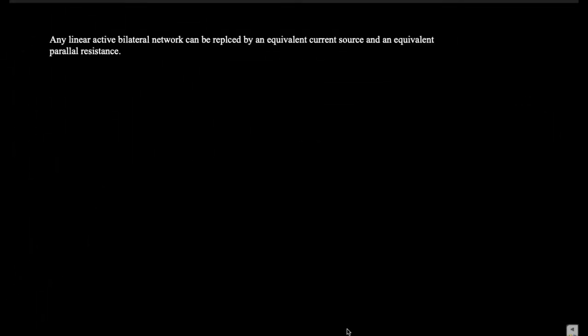The basic statement for Norton's theorem is that any linear active bilateral network can be replaced by an equivalent current source and an equivalent parallel resistance. This is a bit similar to Thevenin's theorem. In Thevenin's theorem, we replace a complex network by a voltage source and a series resistance. Here we are replacing a complicated circuit with a current source and a parallel resistance.